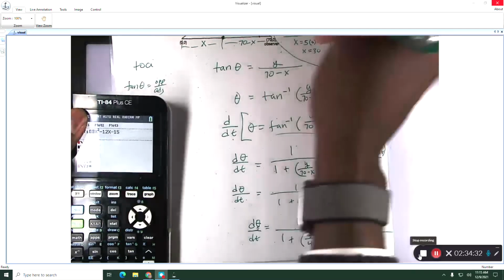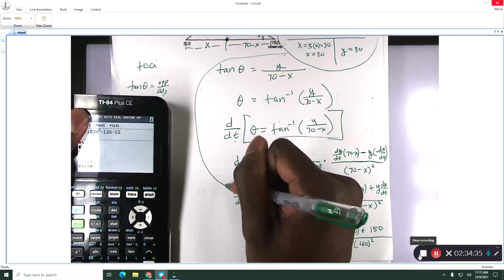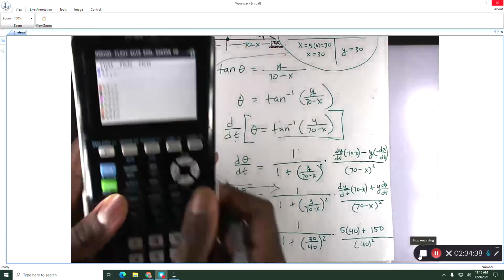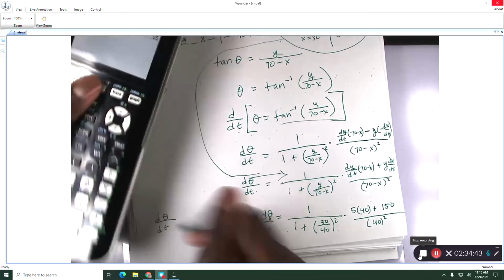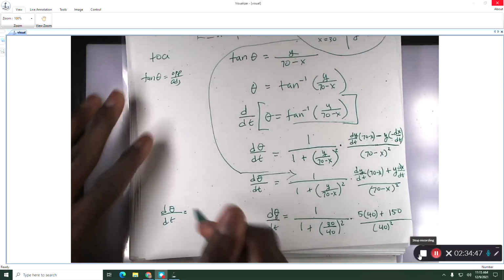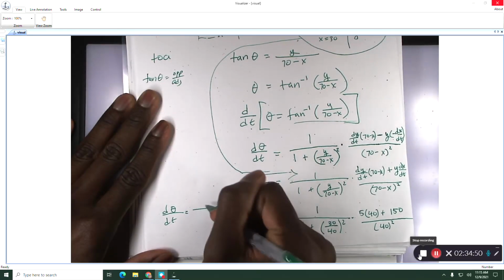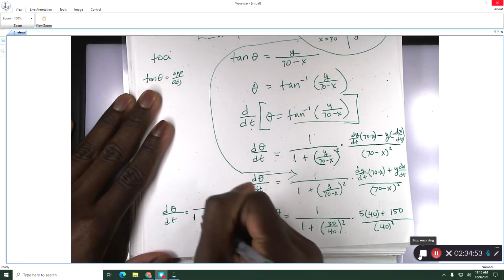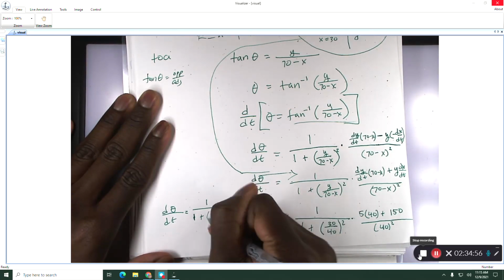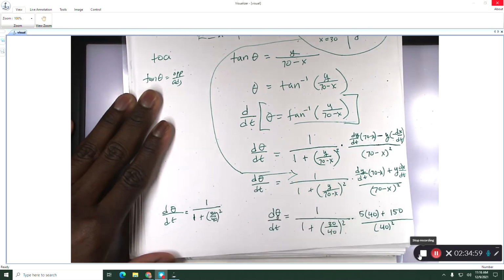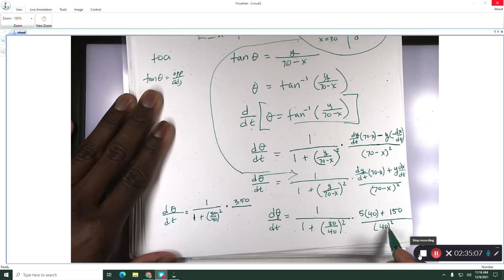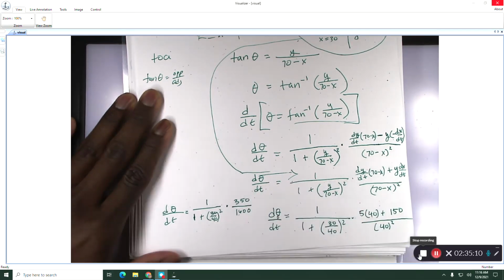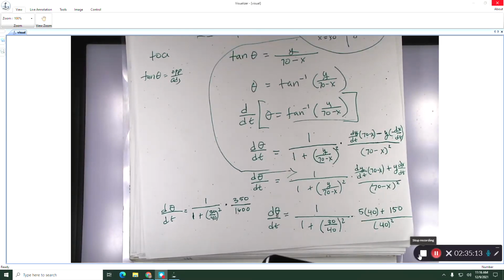And at this point, you've already shown you know what these things are. If you wanted to go straight from this and start plugging in, you could, but I just like to clean things up a little bit so that I'm able to backtrack if I do something wrong. So on the bottom here, you get 1 plus, I'll leave this alone, 30 over 40 squared times 200 plus 150, 350 over 40 squared, which is 1600. And I think that's pretty simple enough that I wouldn't make a mistake.